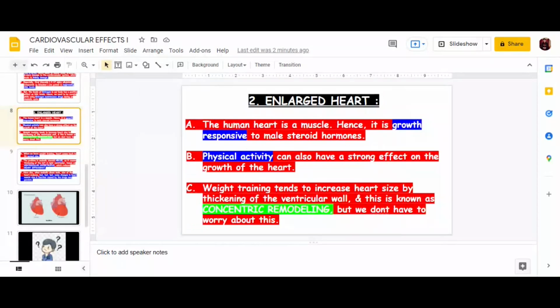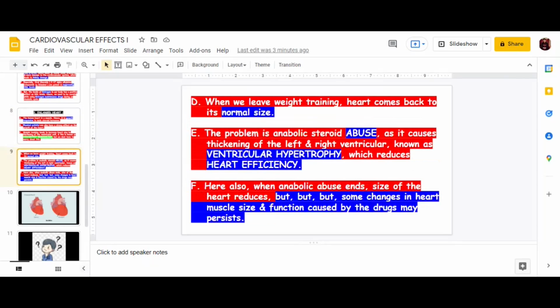Heart is also a muscle, which means it can grow and shrink in size. When we do a lot of physical activity or when we do a lot of weight training, it has a strong effect on the muscle of the heart, which means that when we are indulged in a lot of weight training, it tends to increase the size of the heart. So basically what it does is the ventricular wall of the heart becomes thick, and this process is known as concentric remodeling. But we don't have to worry about this, as once we leave weight training, the size of the heart comes back to its normal size.